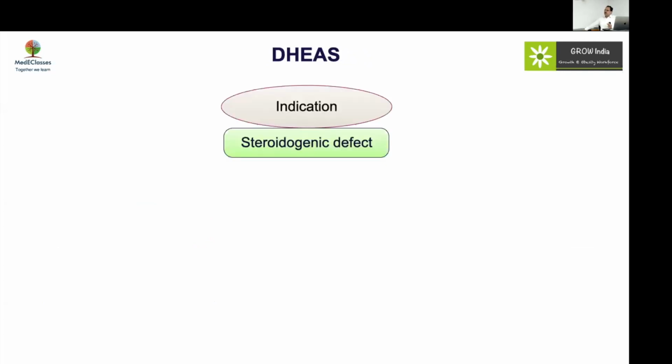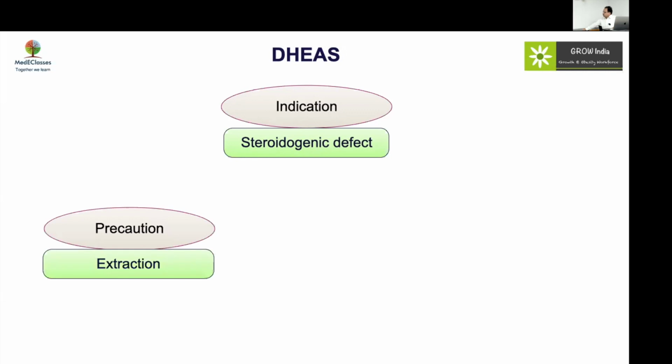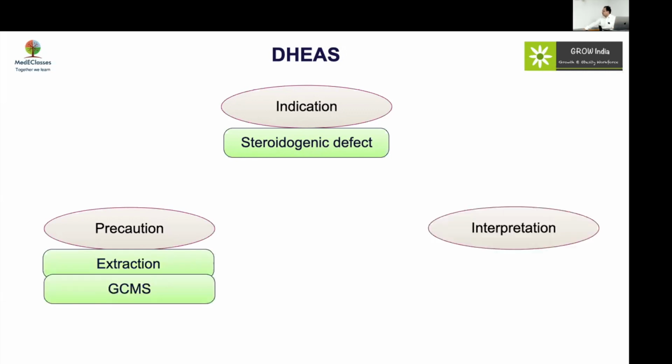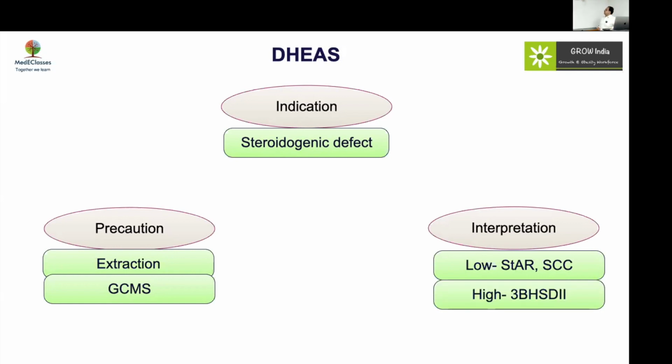DHEAS is a marker of adrenal androgen production. I would say it's not very important right at the beginning. But if you have somebody who has palpable gonads and low testosterone, then you start thinking of DHEAS, because this will tell you the site of that particular defect. It should again be done in an extracted sample with GCMS preferably. So XY DSD, low testosterone with low DHEAS suggests a very proximal defect, StAR and side chain cleavage. High, it's 3 beta HSD in that setting.